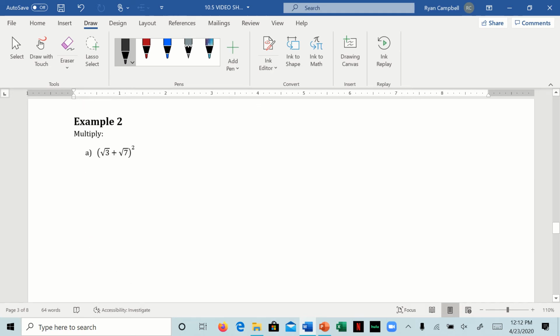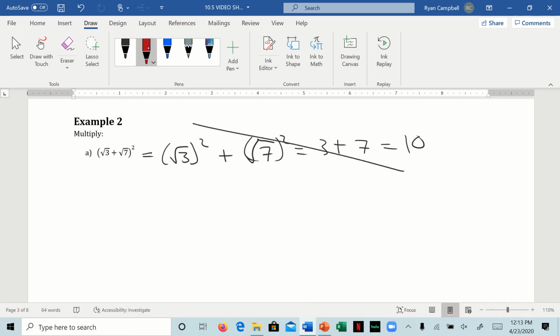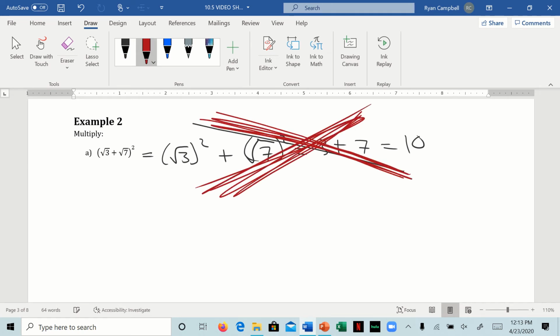All right, so let's just look at some more. So square root of 3 plus square root of 7, squared. So that's just going to be square root of 3 squared plus square root of 7 squared, right? So 3 plus 7, 10. Hopefully, you saw that that is not correct. But that is the most common thing that I see when it comes to mistakes with this type of problem.